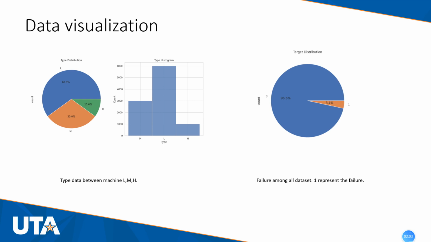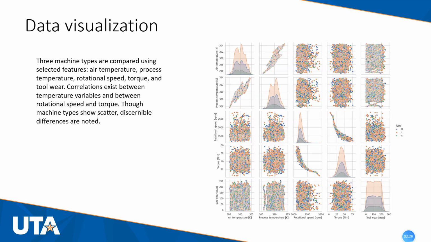Next, data visualization. We see how many machines there are in each type. M is 30% of the machines and H is 10%. The most common one is L with 60%. Also, we see how much of the data shows failure in the whole data set. It's 0.4% of the data that shows failures.